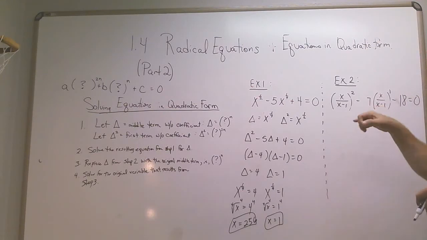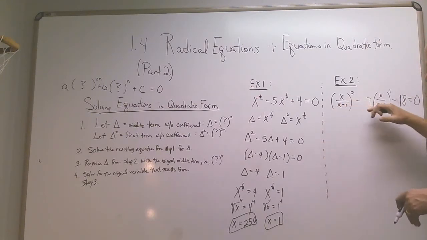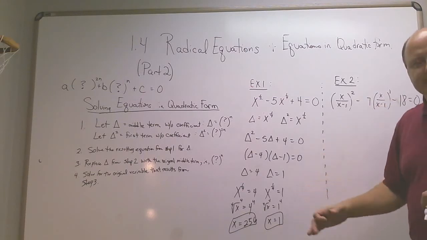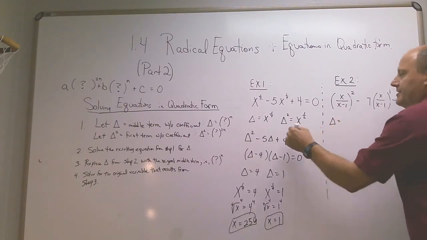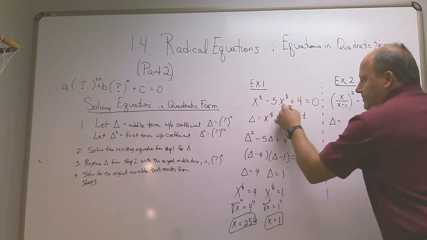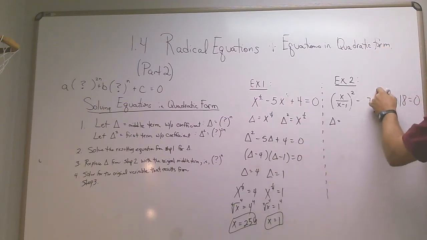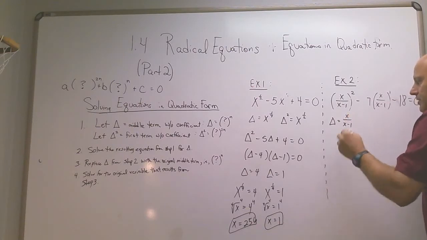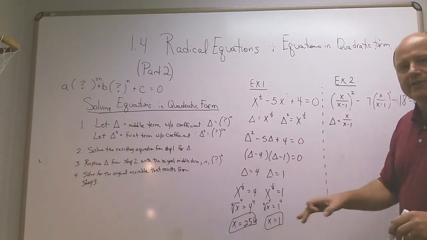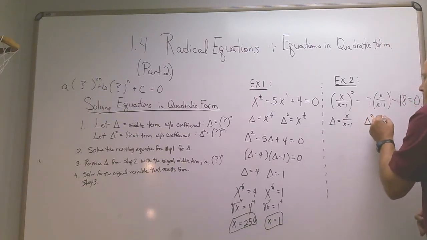Example 2 is the same scenario, except there are expressions in for these terms here. But the process is the same. So what we do is we let delta, instead of being x to the 1/4 like the last one, be the middle term without the -7, which is x over x minus 1. So we're going to temporarily store x over x minus 1 in for the delta. And then delta squared would be the first one, x over x minus 1 squared.